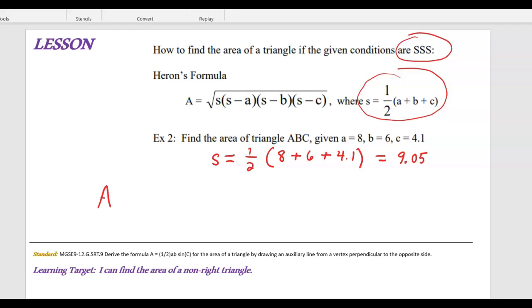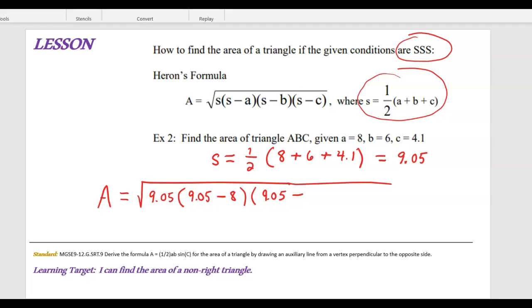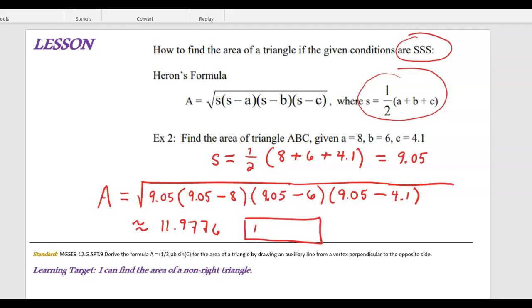So the area of this triangle is going to be the square root of 9.05 times 9.05 minus A, which is 8, times 9.05 minus B, which is 6, times 9.05 minus 4.1, which is C. That gives us approximately 11.9776, or to the nearest hundredth, 11.98. All right, guys, pretty straightforward, very short video.